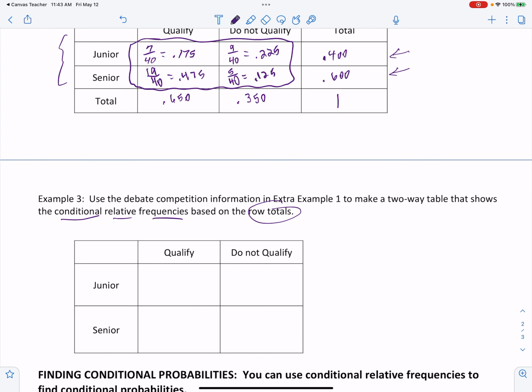So for the juniors, we're going to do the 0.175 and compare that to the 0.400. And that comes out to be about 0.438.